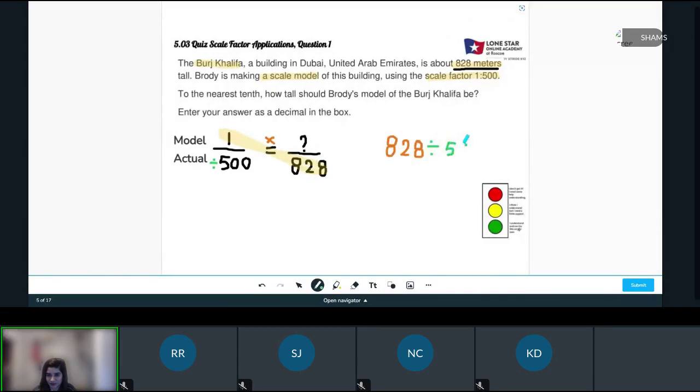Go do the calculation. Tell me how much do you get. 828 divide by 500. 0.6. No, it's not going to be 0.6, Sean. Oh, Sean, we didn't set it up right. Sean, see, 828 divided by 500. You did it the other way, Sean. 828 divided by 500. The answer is going to be 1 point something.